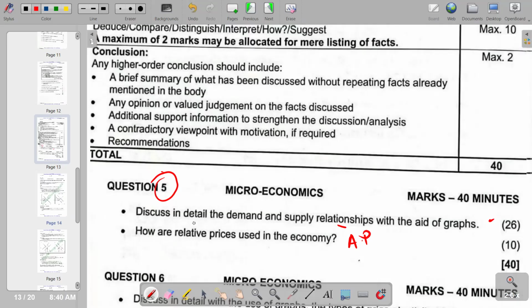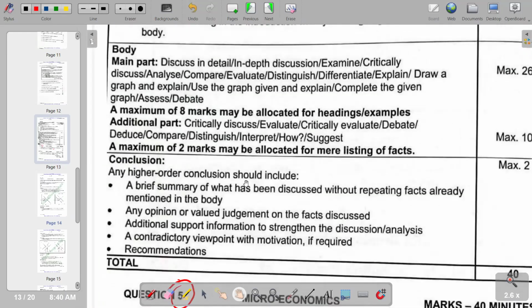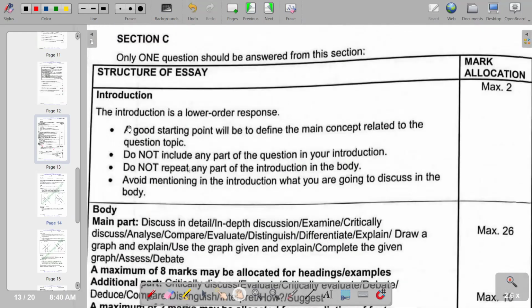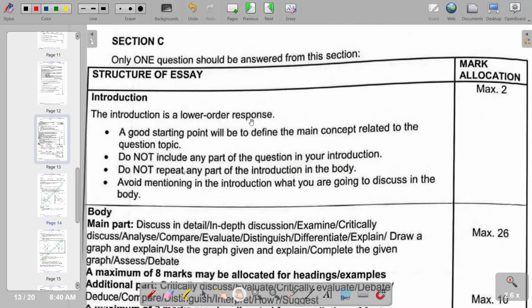So we're supposed to start with our introduction. These are the requirements for the introduction, which is a lower order response. A good starting point would be to define the main concept related to the question topic. Do not include any part of the question in your introduction. That's very important, take note. Do not repeat any part of the introduction in the body. Very important. Avoid mentioning in the introduction what you are going to discuss in the body. So it's very important to take note of those points.